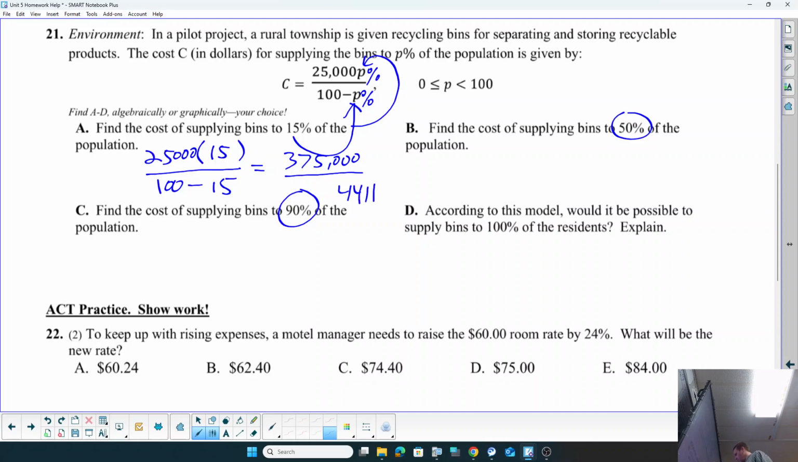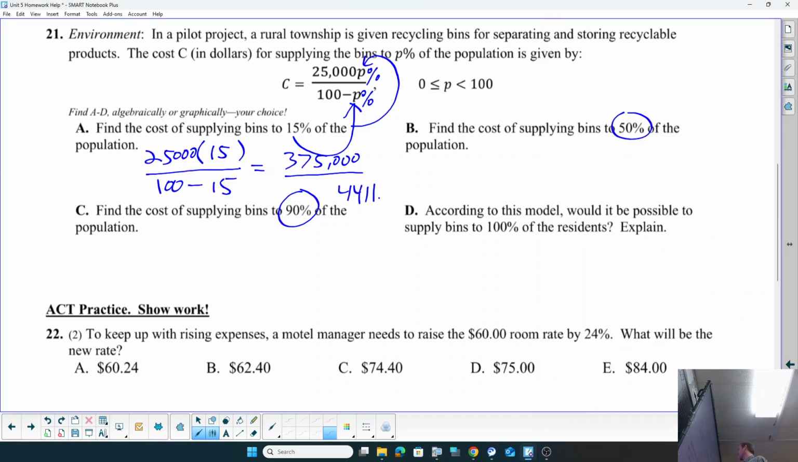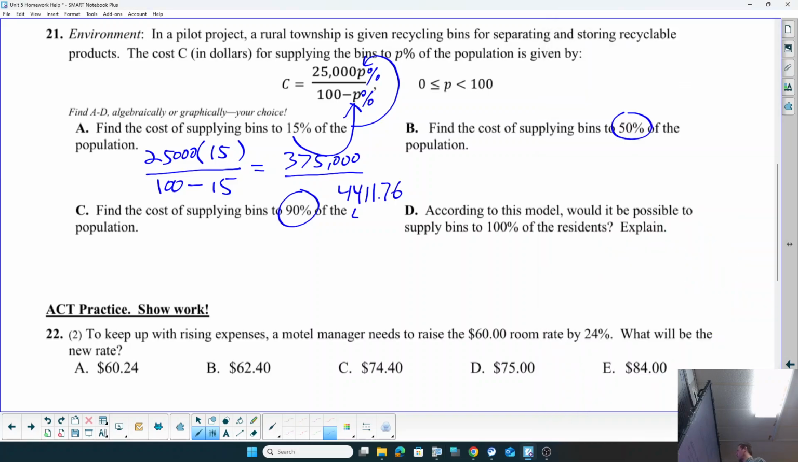So we get 15% is going to be 4411. Probably round up because you can't have 0.76 of a recycle bin, right? You can't really have that. And so we'll just round up to 4412 is our answer. So for 15%, we get 4412. Nice.